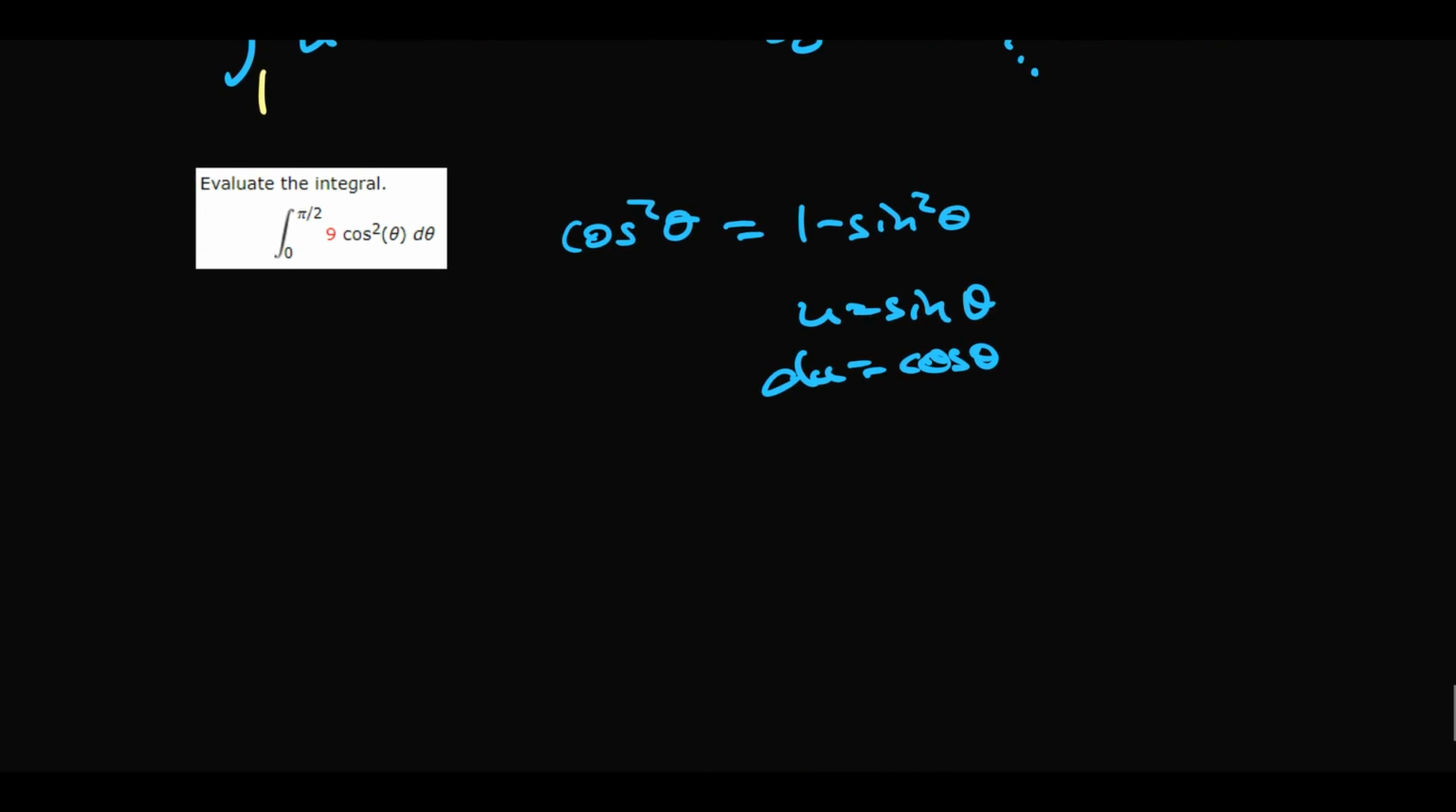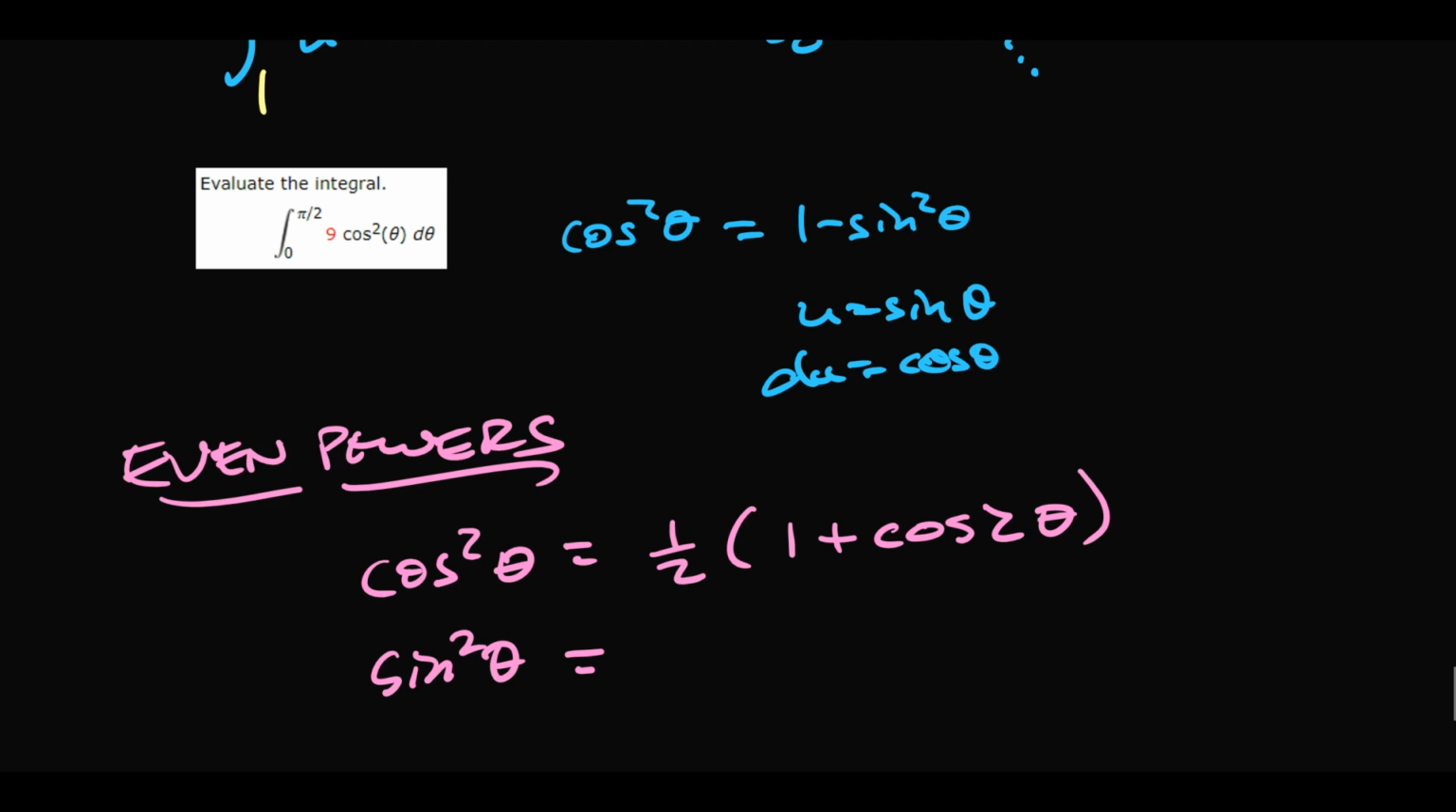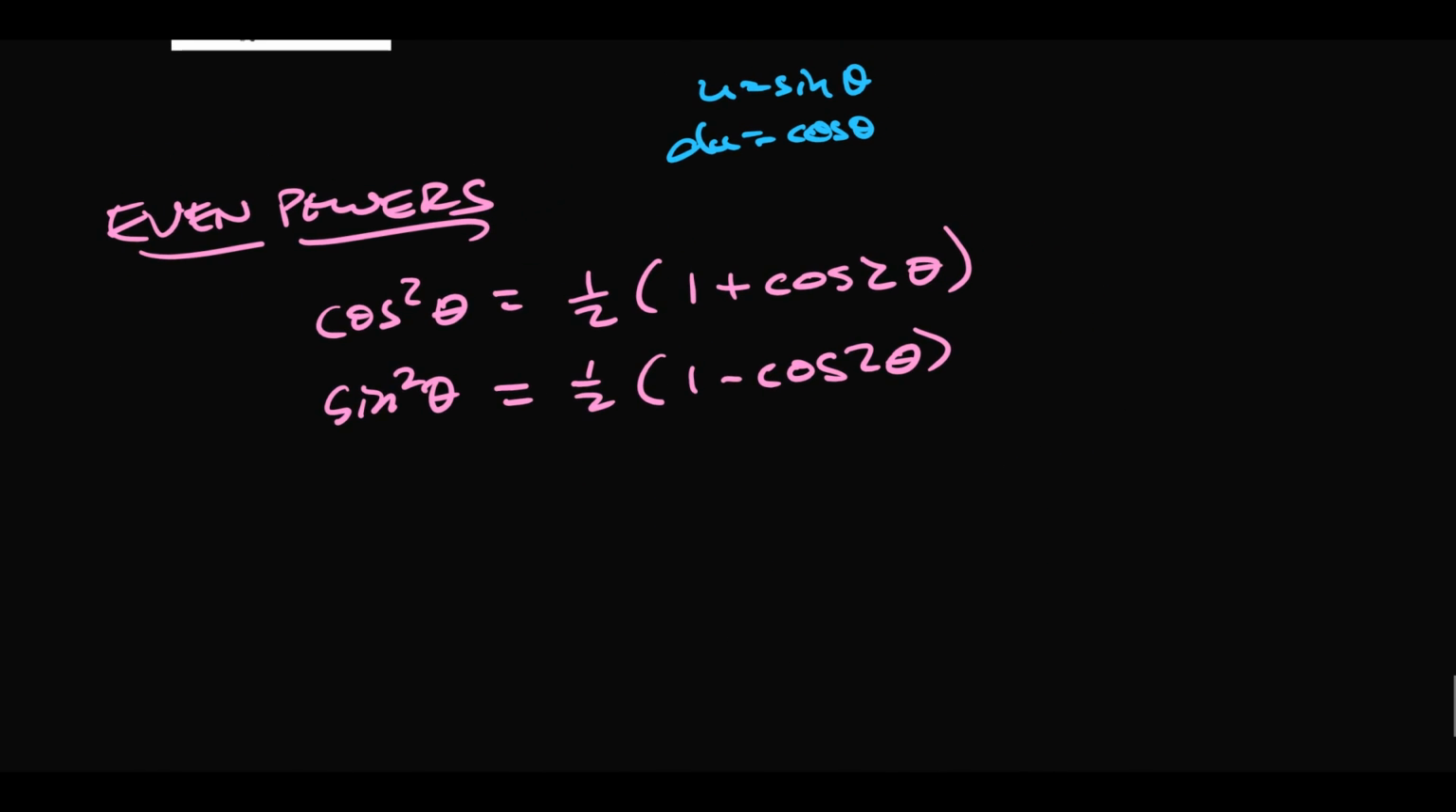So what we're going to use for even powers, exclusively even powers, no odd powers in sight, is the following. Cosine squared theta is 1/2 times 1 plus cosine of 2 theta. We're going to convert it to that. And then if there's an even power of sine, sine squared theta is 1/2 times 1 minus cosine of 2 theta. You need to memorize these.